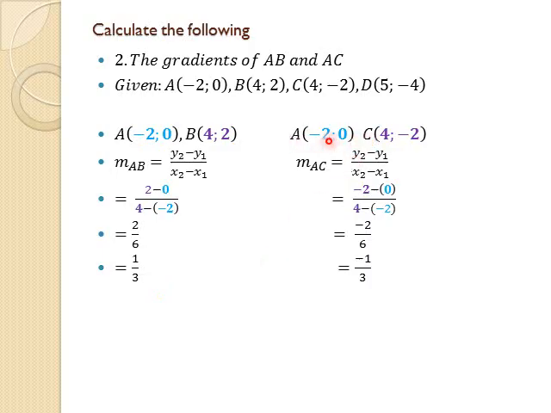Gradient AC, again y2 minus y1 over x2 minus x1. My y value is negative 2 and the other y value is 0, so negative 2 minus 0 stays negative 2. 4 plus 2 gives me 6, and 2 goes into itself once, 2 goes into 6 three times. So this gradient is negative 1 over 3, and that one is 1 over 3. Although they look the same, they are not parallel. If I multiply them, they will not give me negative 1, so neither are they perpendicular. Right, so hope you follow.